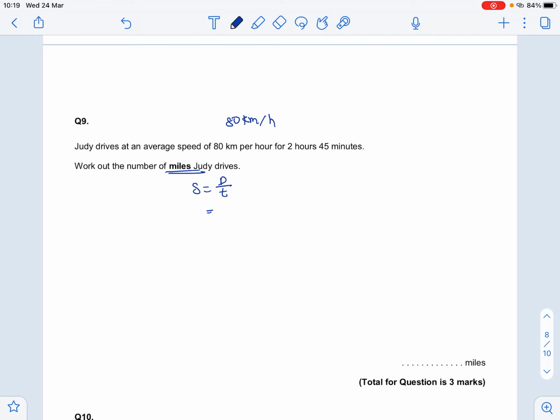So this is a tricky question. Remember, it wants you to give your answers in miles, and this is in kilometers. So let's do the first step. Let's find out the distance it travels.